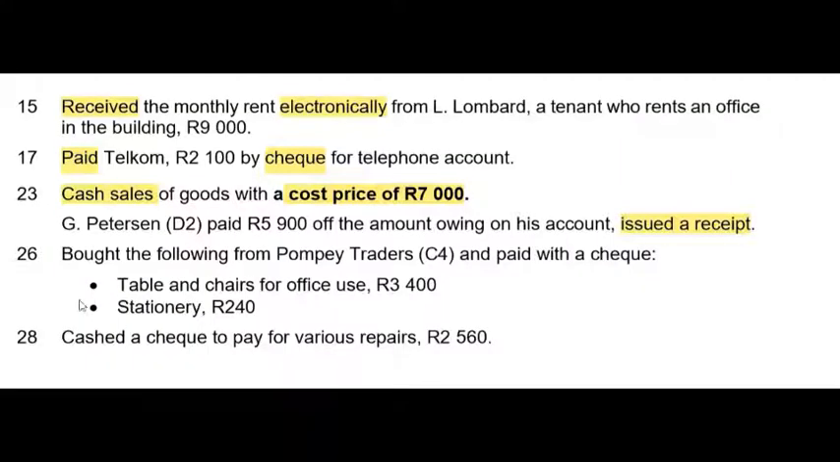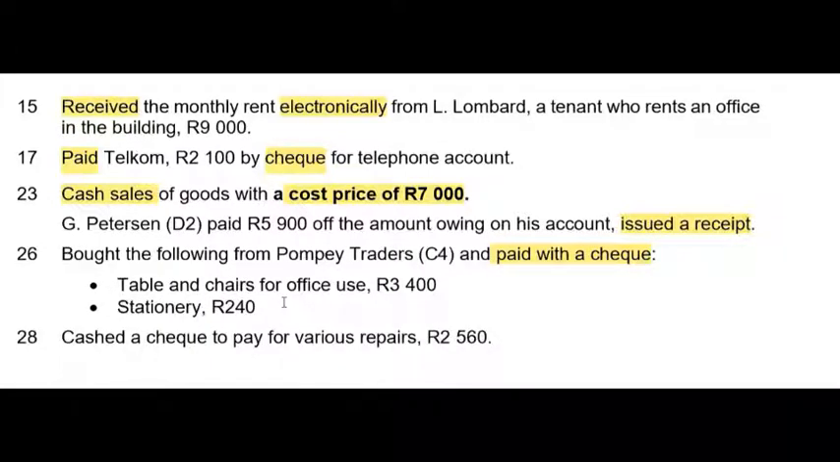Then the next transaction was on the 26th. It said we bought the following from Pompey Traders and paid with a check. Okay, so we paid with a check. This means it's a CPJ transaction. What did we buy? We bought table and chairs and stationery.